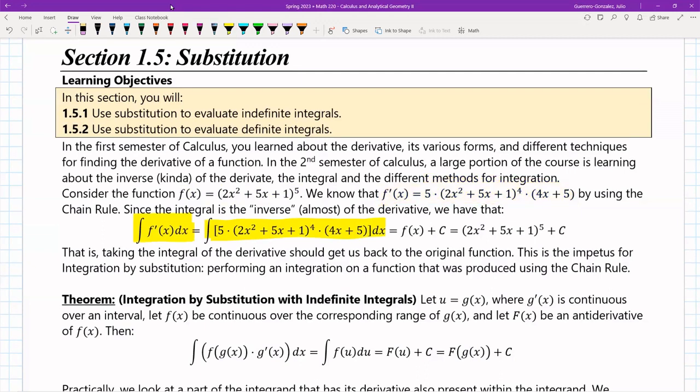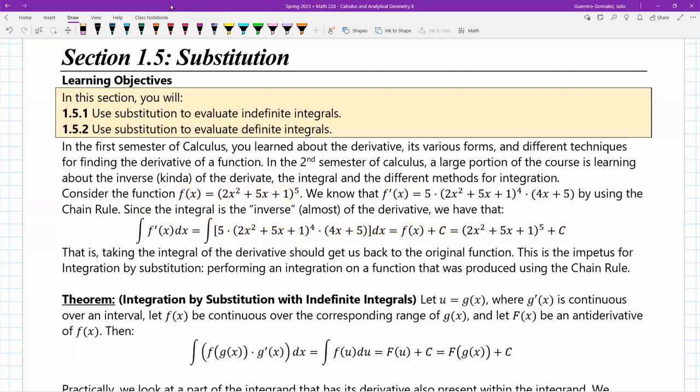And we know it's supposed to undo it, so we should get back our original function, plus a constant c, because all of these things differ by a constant. So that's the idea. If you took the derivative, the integral should undo it. So we should get back our original function f of x.